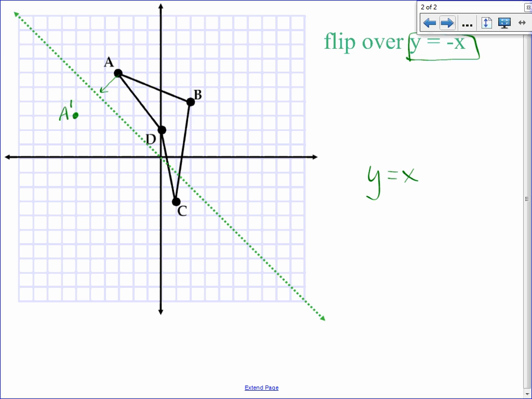Let's look at D right here. How many squares do you travel through? 1 full square, so we're going to go 1 full square on the other side. There's D prime. Let's look at B. Count how many squares we travel through. 1, 2, 3. So we'll go the same. 1, 2, 3.